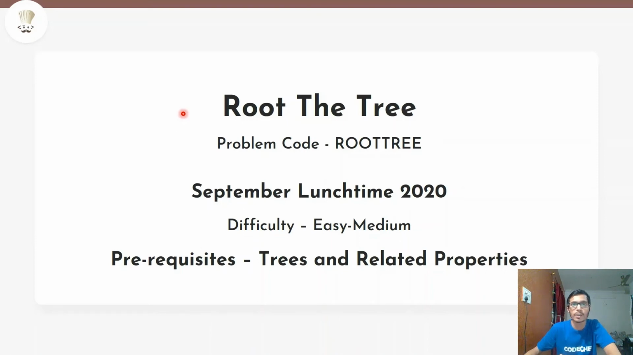The question that we are going to solve today is Root the Tree. The question appeared in September Lunchtime and has a difficulty level of easy-medium. The prerequisites for this problem are trees and related properties.